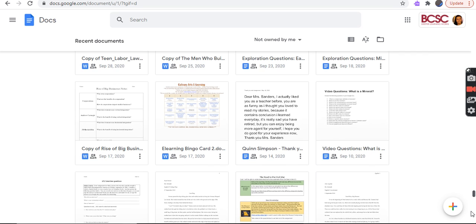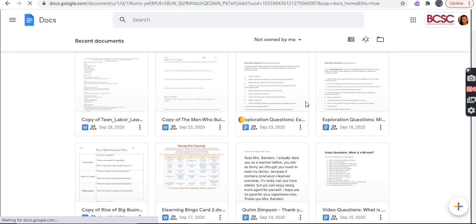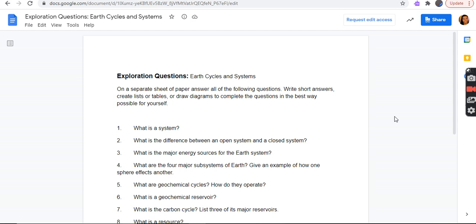Alright, I'm gonna do the exploration questions of the Earth cycles and systems on a separate sheet of paper and answer all the following questions. Write short answers, and create lists or tables or draw diagrams to complete the questions in the best way possible for yourself.